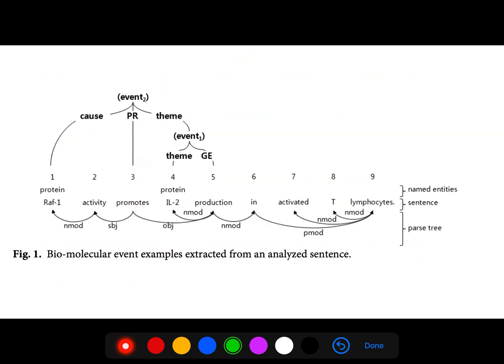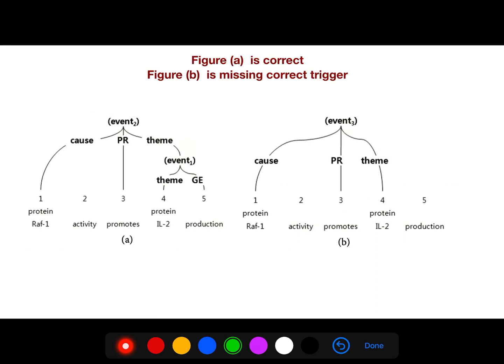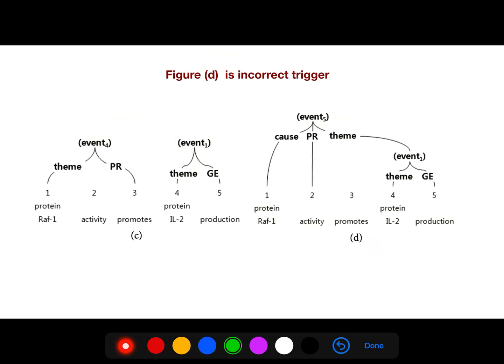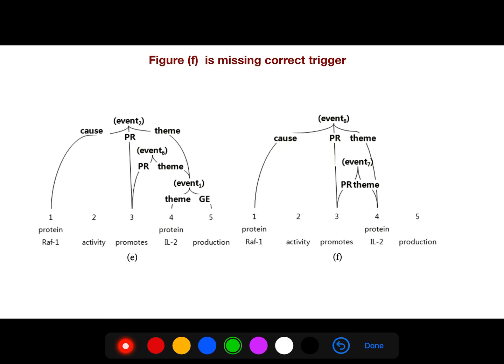So this is an event example which is extracted from an analyzed sentence. You see the named entities, you see the parse tree, so we are leveraging this syntactic information for better event extraction. Figure A is correct, but figure B is missing the correct trigger. So this one is incorrect because it's missing the correct trigger. For example, figure D has an incorrect trigger again. And figure F is missing the correct trigger.